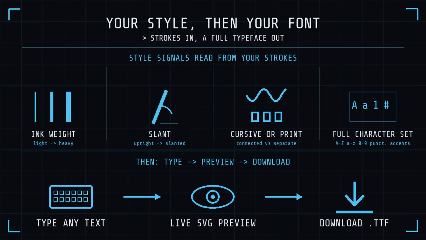So how heavy the ink is, how upright or slanted the letters are, whether it's cursive or print, and then it generates a complete legible character set in that style. Every uppercase and lowercase Latin letter, digits, punctuation, and accented characters. You get a live preview where you can type any sentence and see it rendered in your handwriting, and then you can download an actual TrueType font file.